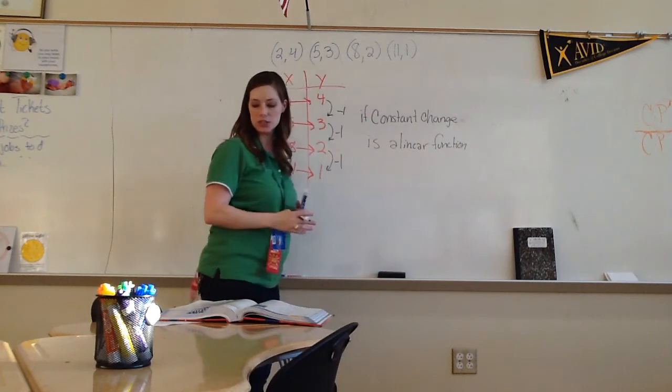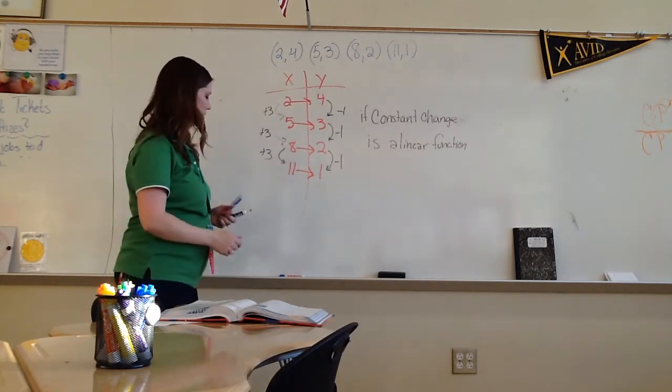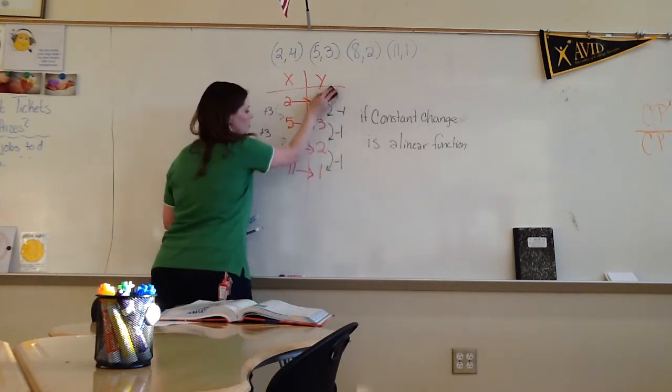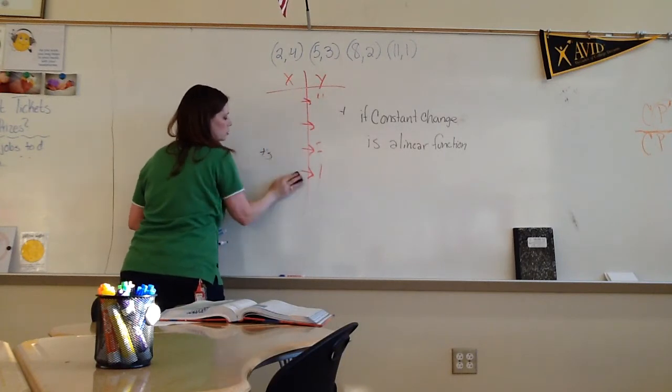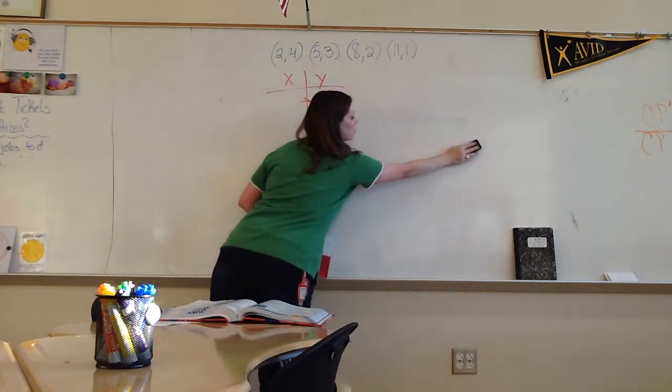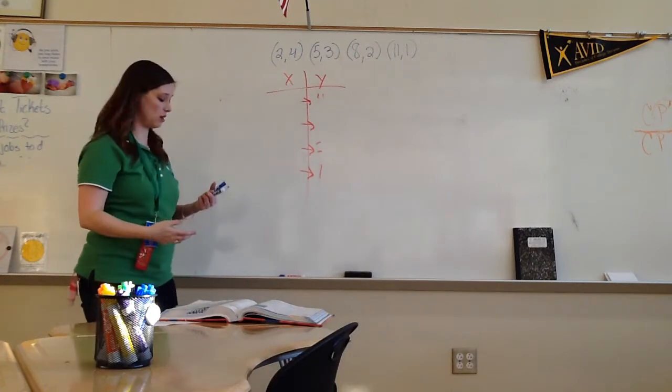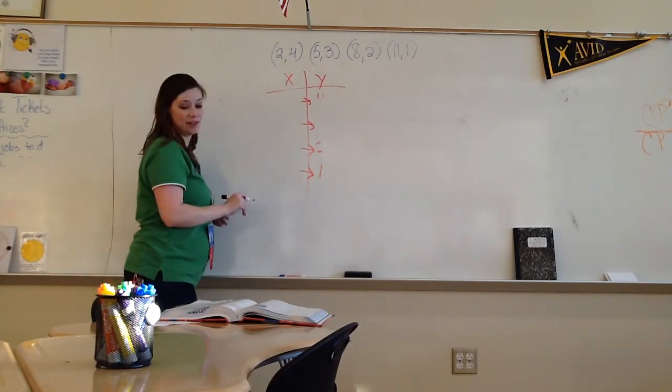Okay. So if you have a constant change, it is a linear function. Let's look at some different numbers, and you can see where it's not a linear function. Looking at the change is a lot faster than graphing. If you ask me, it takes a whole lot longer to graph.